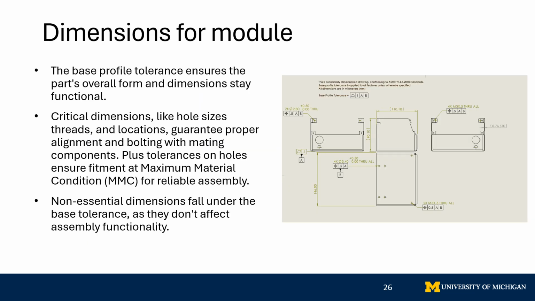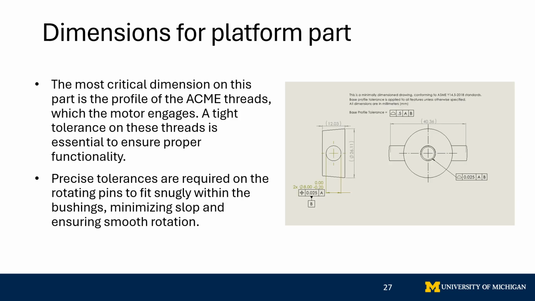The base profile tolerance ensures the part's overall form and dimensions stay functional. Critical dimensions like hole sizes, threads, and hole locations guarantee proper alignment. Non-essential dimensions fall under the base tolerance and don't affect assembly functionality. The most critical dimension on this part is the profile of the acme threads. A tight tolerance on these threads is essential to ensure proper functionality. Precise tolerances are also required on the rotating pins to snugly fit within the bushings, minimizing slop and ensuring smooth rotation.